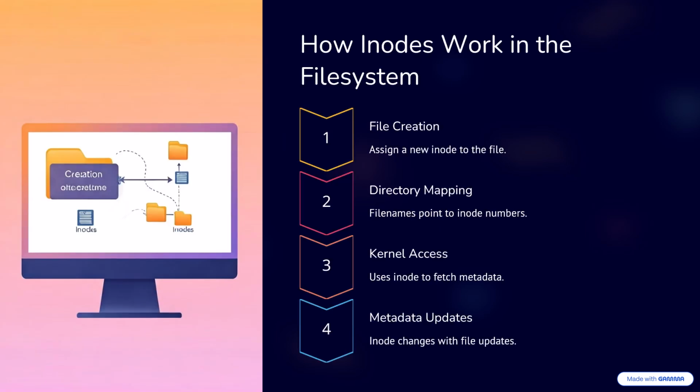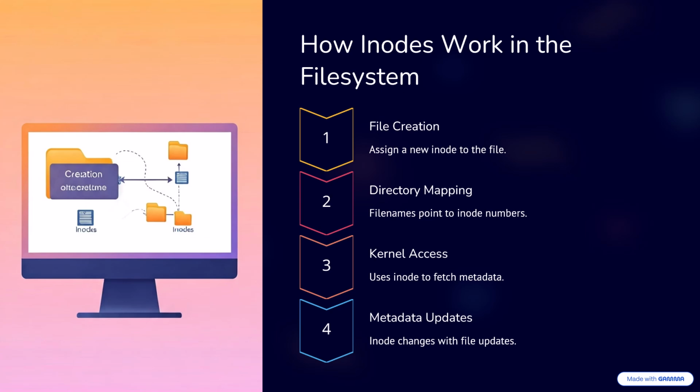Next one, how inodes work in the file system. In the file system, an inode is associated with a number. First one is file creation: a new inode is associated when a file is created. Second one is directory mapping: directories store file names linked to inode numbers. Kernel access: the Linux kernel uses inodes to retrieve file information.